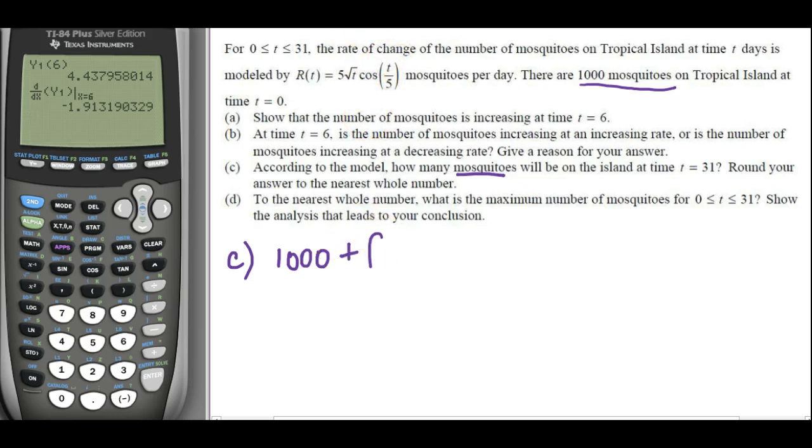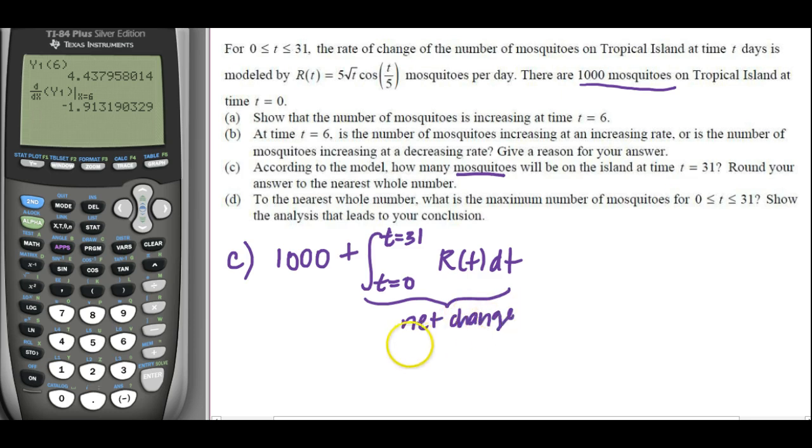So I'm going to add the integral of the rate of change between 0 and 31 days. So between t equals 0 and t equals 31 of r of t dt, this is the net change in the number of mosquitoes. So this is the total net changes in how many were added, how many were subtracted over the whole course of 0 to 31 days. So this is the total net change plus how many there were to begin with. So now this can be evaluated in my graphing calculator.